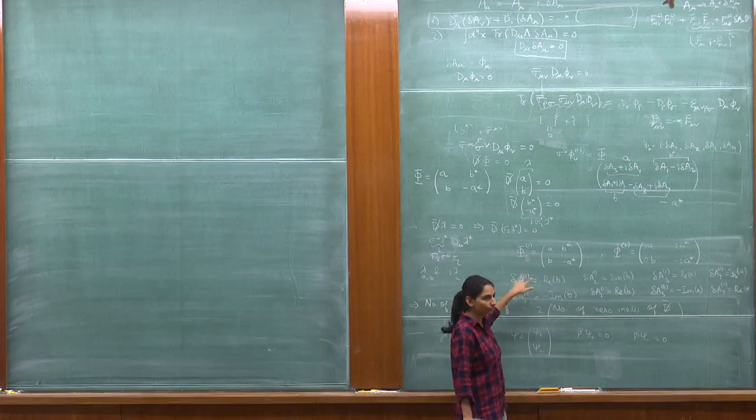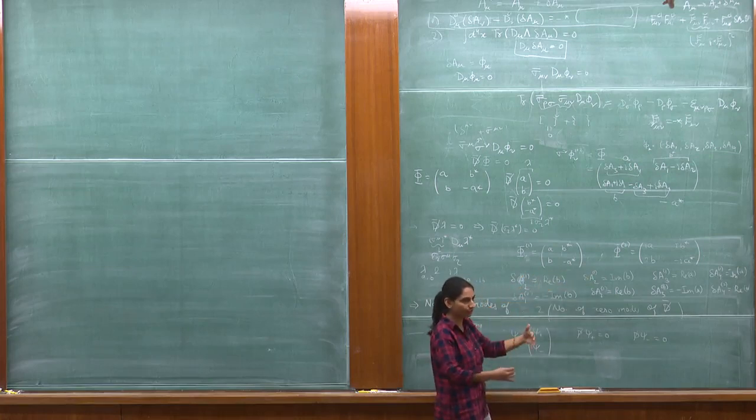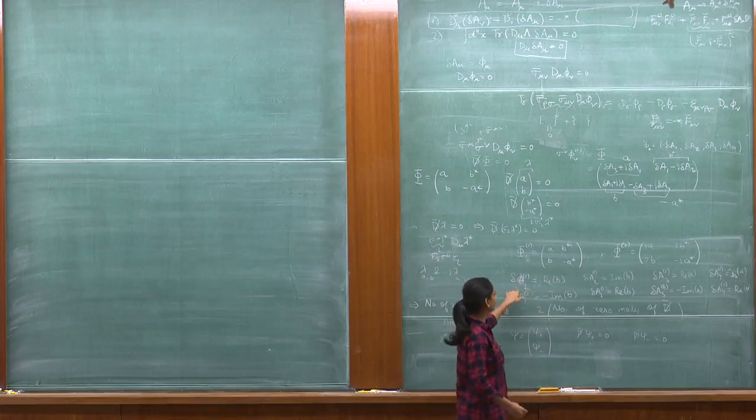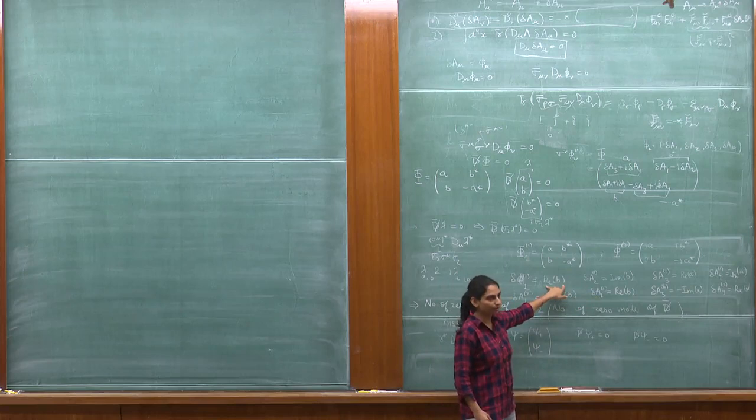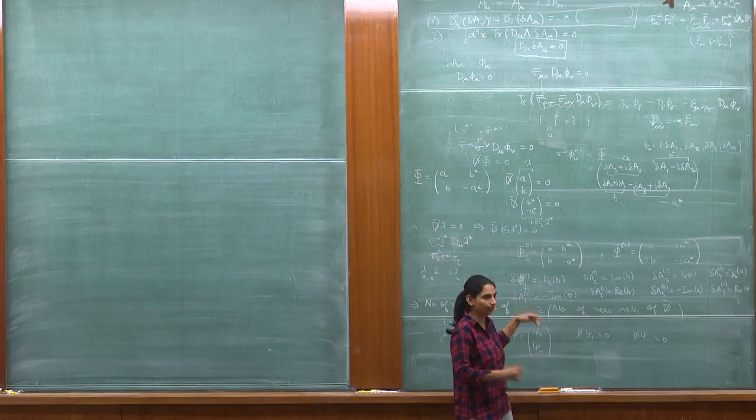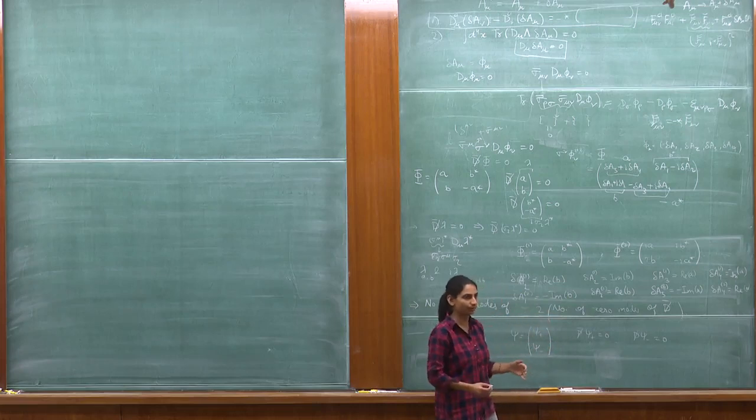When I wrote down the solution, these are the solutions. So I am reading off the delta A mu's from the solution, and this delta A mu can be written in terms of B and A. This is a 2 cross 2 matrix, which is fine because for delta A mu, each component is a 2 cross 2 matrix.